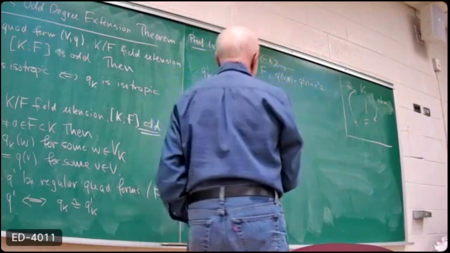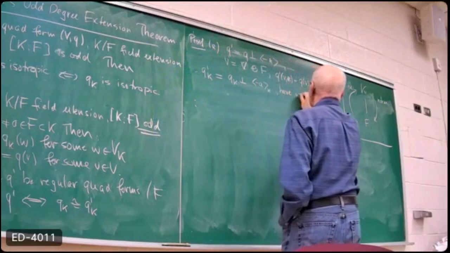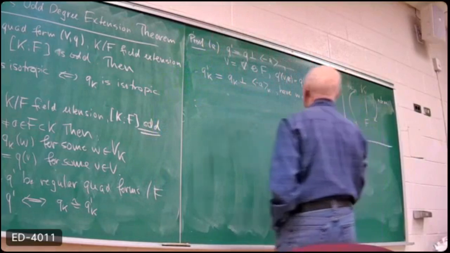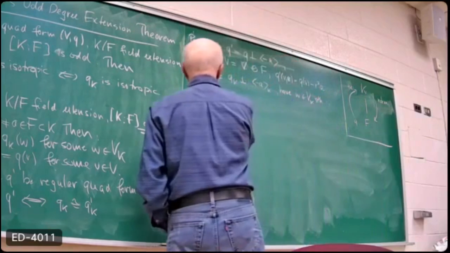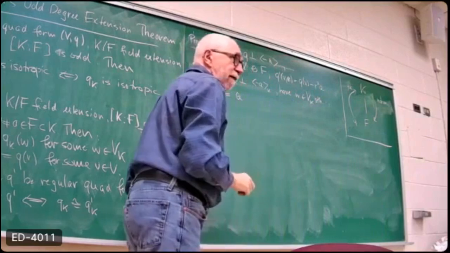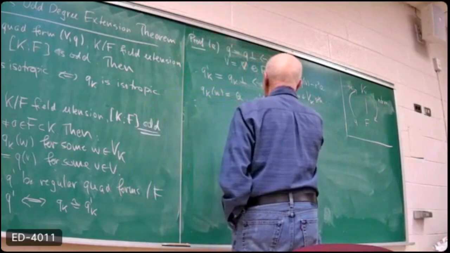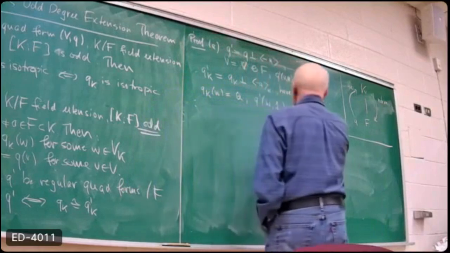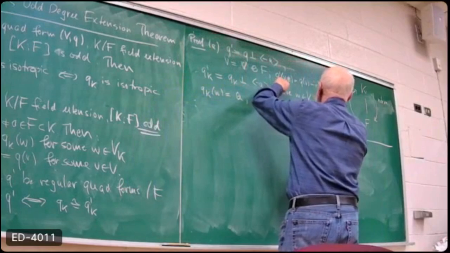Now, I know that we have w in K such that if you calculate Q_K of w, it is A. So now I can calculate Q prime of (w, 1). And if you use the formula, then this is A minus A, which is 0.